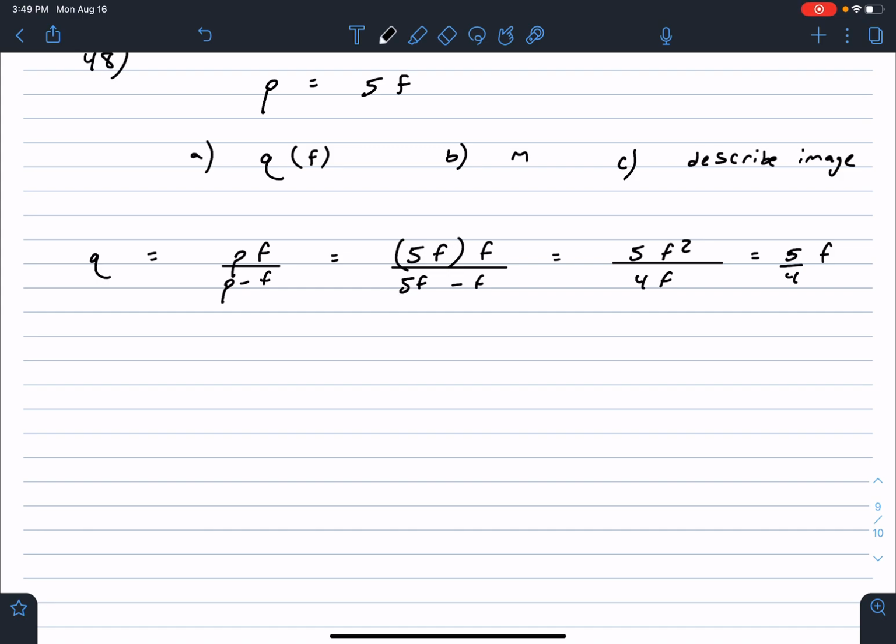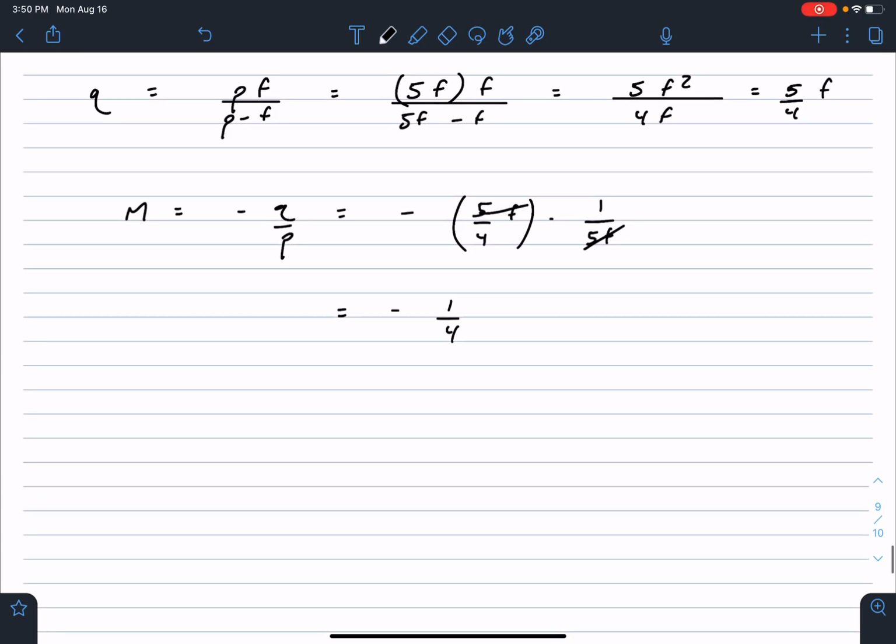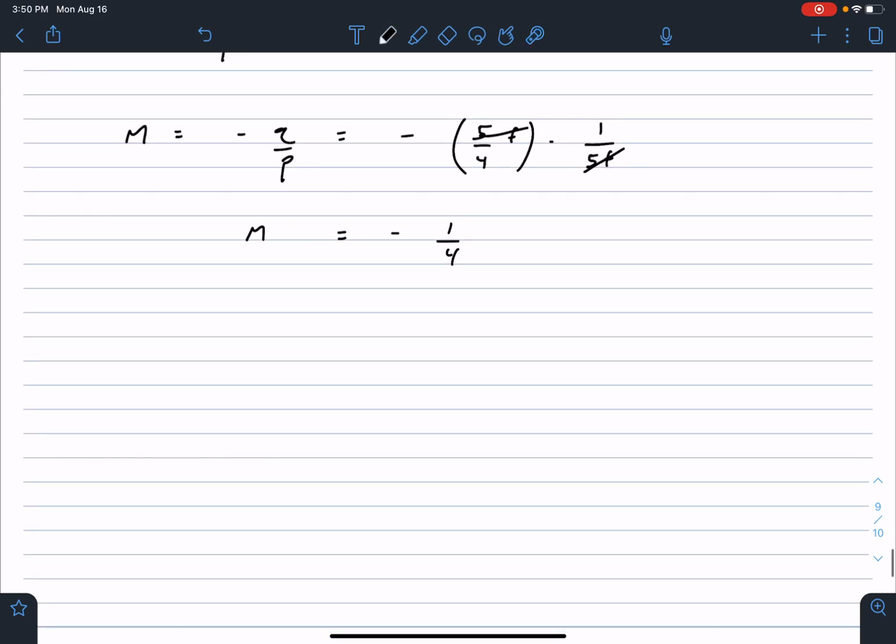Okay, so now M is going to be negative Q over P. Negative 5 over 4 F times 1 over P, which is 1 over 5F. That's going to give us, these are going to cancel, right? Negative 1 over 4. So the image is going to be smaller than the object, and because it's negative, it's inverted.